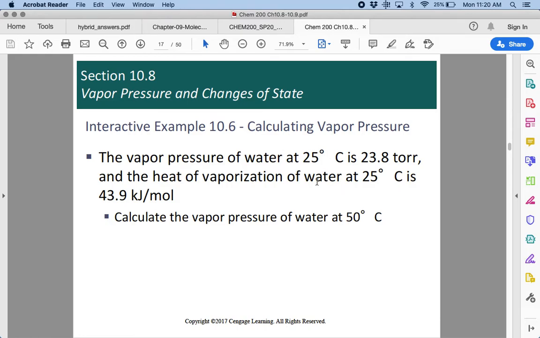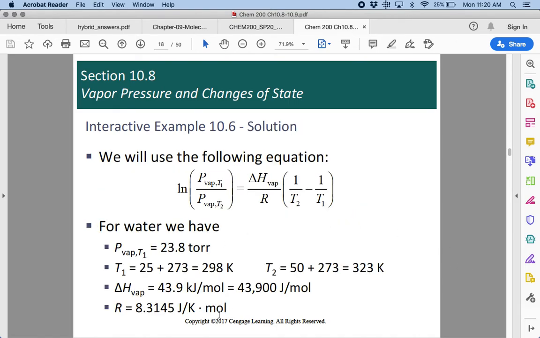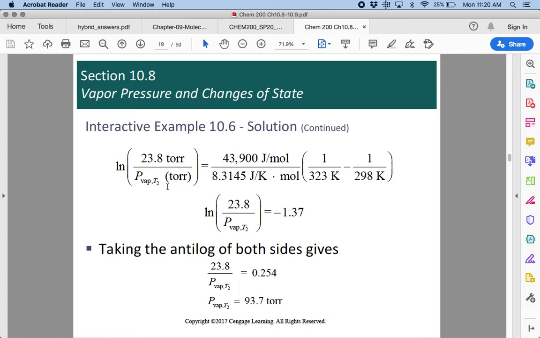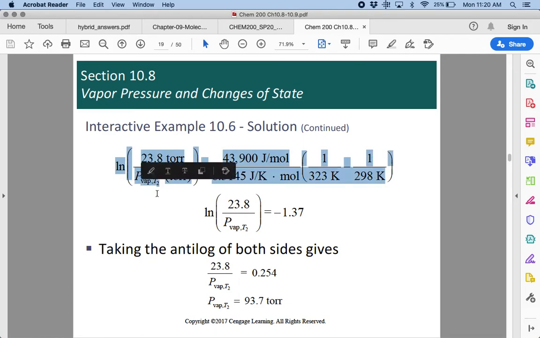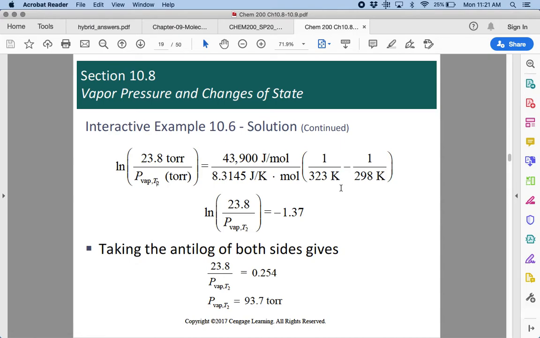So we're told that the vapor pressure of water at 25 degrees is this pressure, and that the heat of vaporization of water at 25 degrees is this. So calculate the new vapor pressure of the water at 50 degrees Celsius. The first thing you want to do is identify what each of your factors are and where they would go into our equation. We can see here that what we're solving for is our second, or new, vapor pressure at this higher temperature. Remember that we have to go from Celsius to Kelvin. So here's our 25 degrees Celsius, here's our 50 degrees Celsius, now written as Kelvin. So we can go ahead and solve for our second vapor pressure.